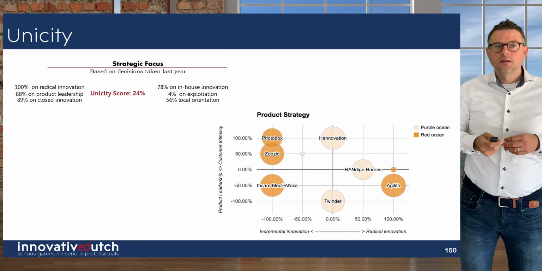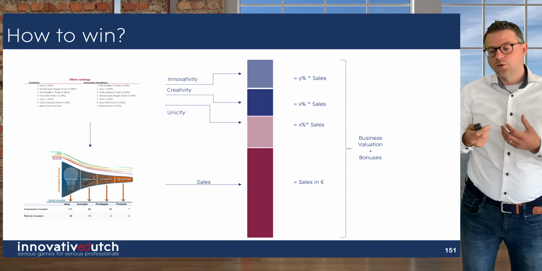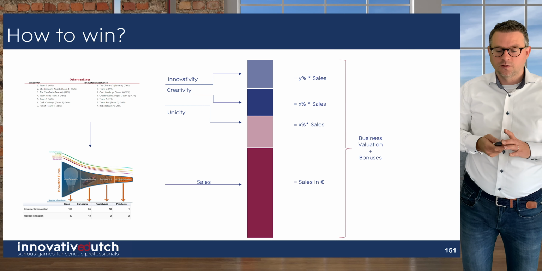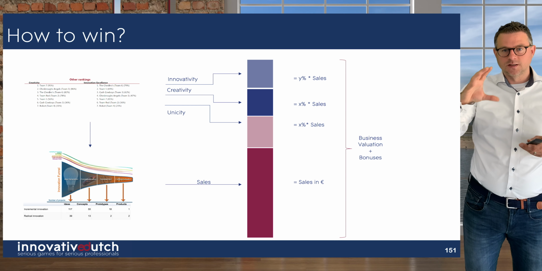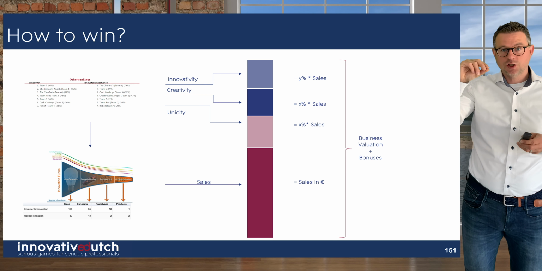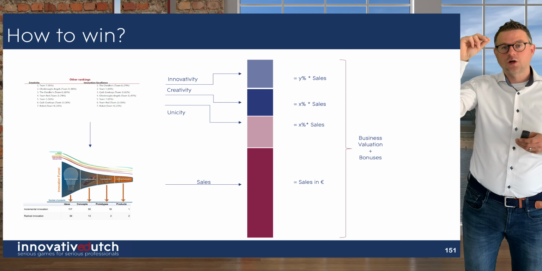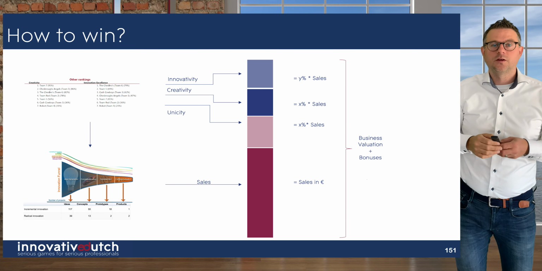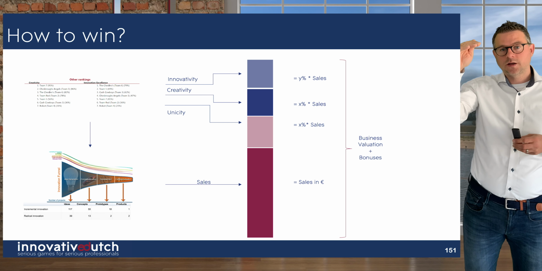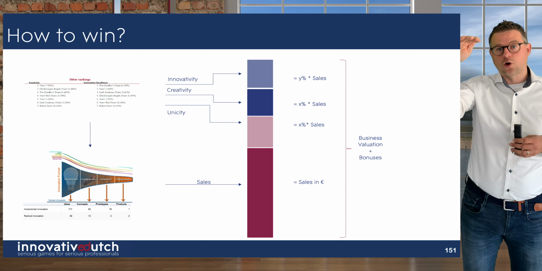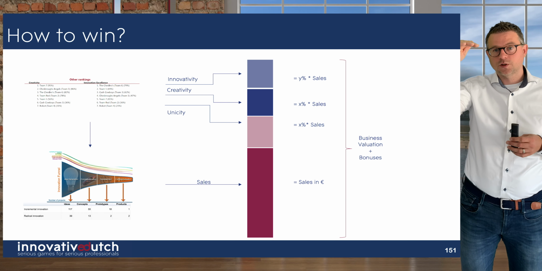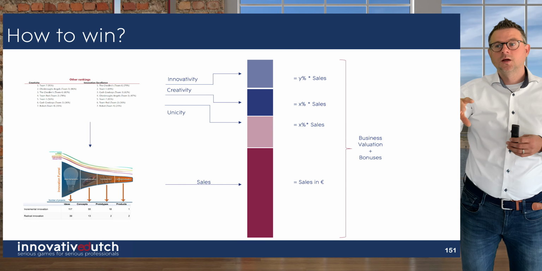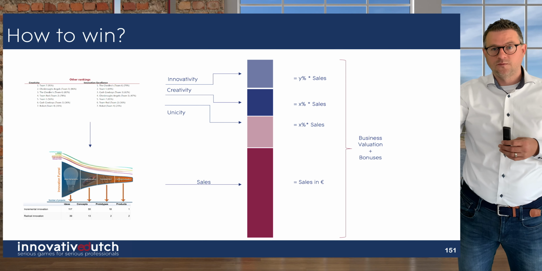These three combined and the general sales will create the business valuation of your company. So first of all, you have the sales, and then we multiply your sales by your creativity score, innovation score, and unicity score, and add that to the sales. So if you have a unicity score of 100%, creativity score 100%, and innovation score of 100%, and sales of 10 million, then in total your business valuation will be 40 million.